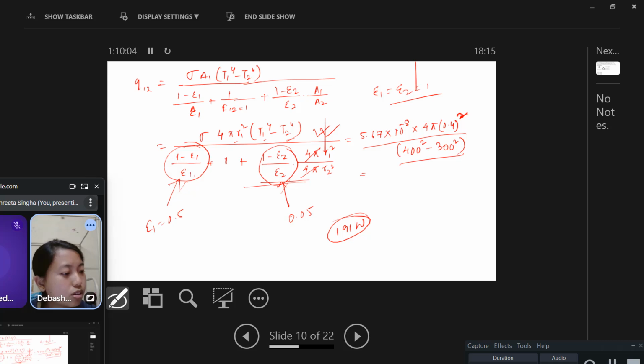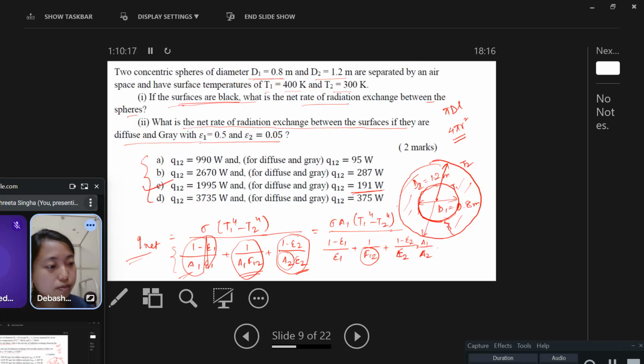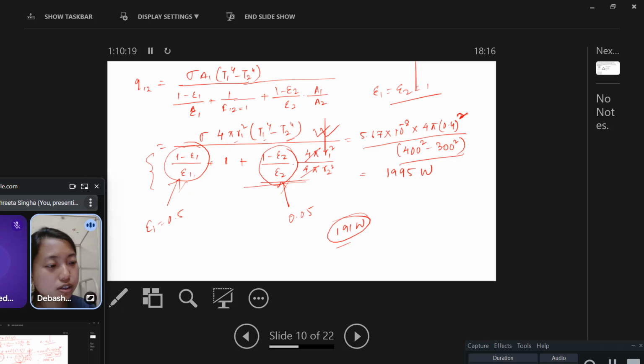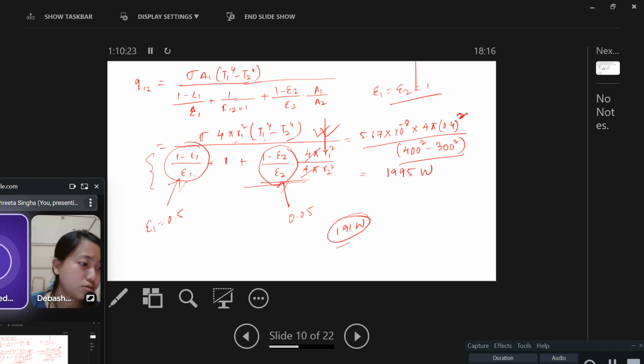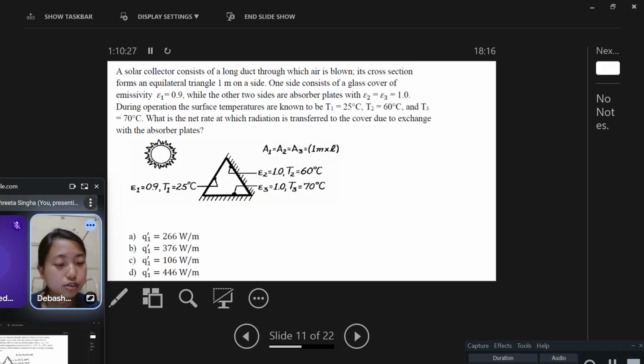1191. You got this one, or why is the denominator 1? For the first question, why is this denominator 1, you got it, right? Yes. For a black body, emissivity is equal to 1. Okay, now we'll move to the next question.